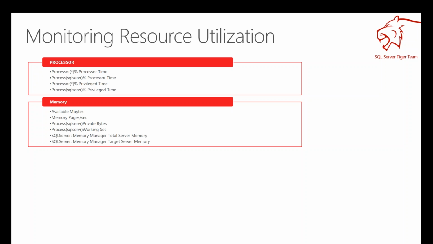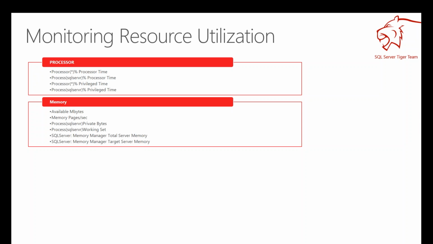Memory pages per second. For the process, again this is for SQL Server, you want to see private bytes, which is the amount of bytes committed by the SQL Server process. And working set is the portion of the SQL memory bytes which are committed in memory, in your RAM. If you have lock pages in memory, you would see most of the private bytes committed in the working set.